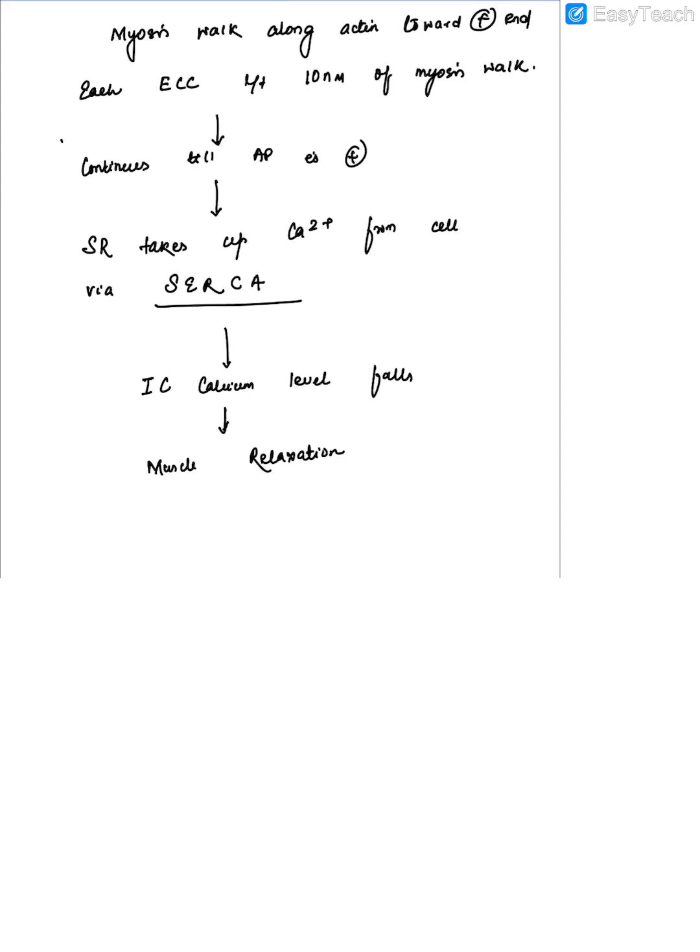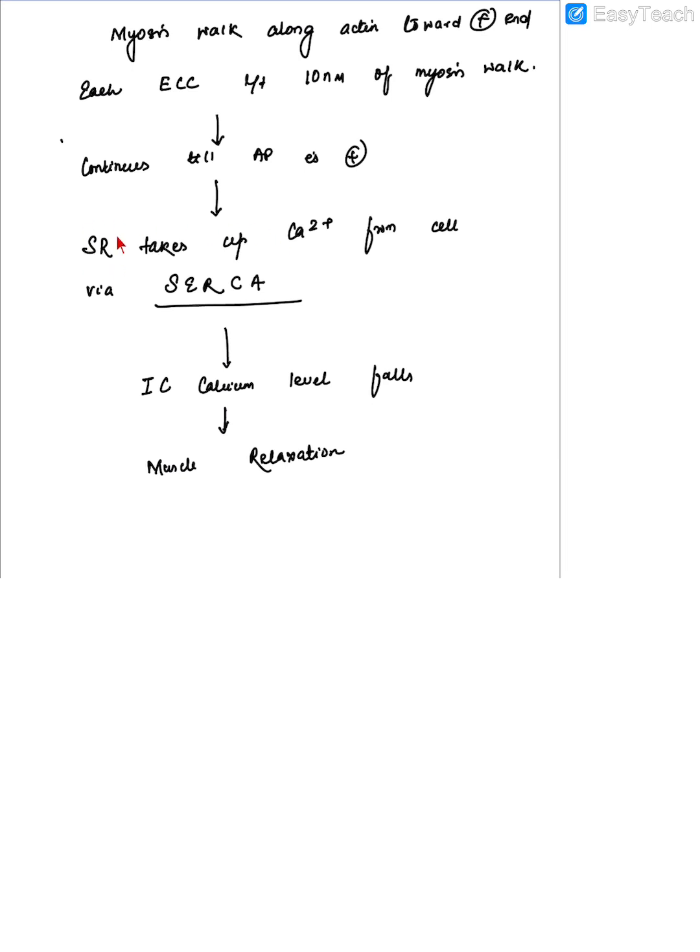Once the contraction has happened, this state of excitation contraction coupling will continue to happen as long as the action potential is present. Once it's gone, the sarcoplasmic reticulum, which is the calcium reservoir of the myocyte, takes up the calcium from the cell via the sarcoplasmic endoplasmic reticulum calcium ATPase channel. So now the intracellular calcium level falls and there is muscle relaxation.